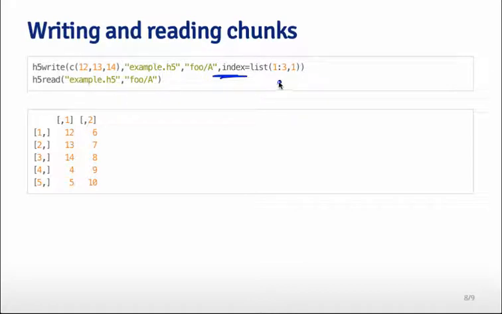You can use a similar index command to read just a subcomponent of the data set as well. So you can pass it an index, which is a list that shows the different dimensions to read. For example, if you just wanted to read the first 3 elements, the first 3 rows of the first column, you could pass this same index command to h5read.